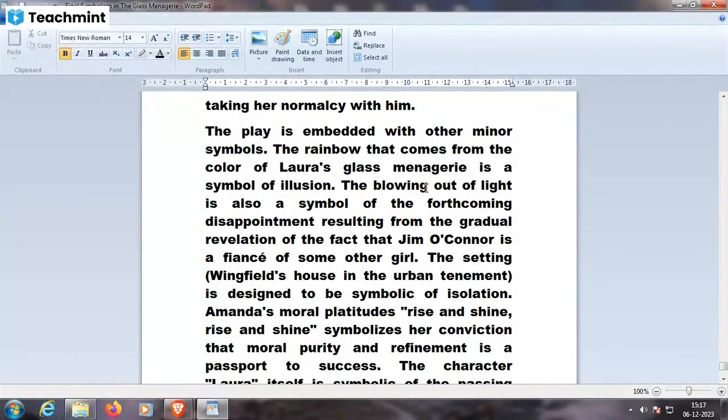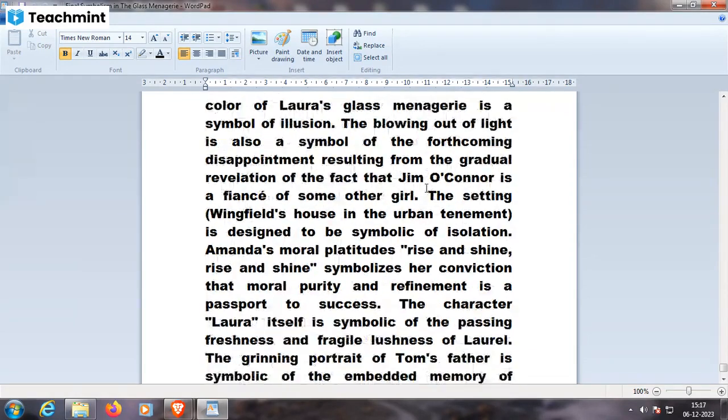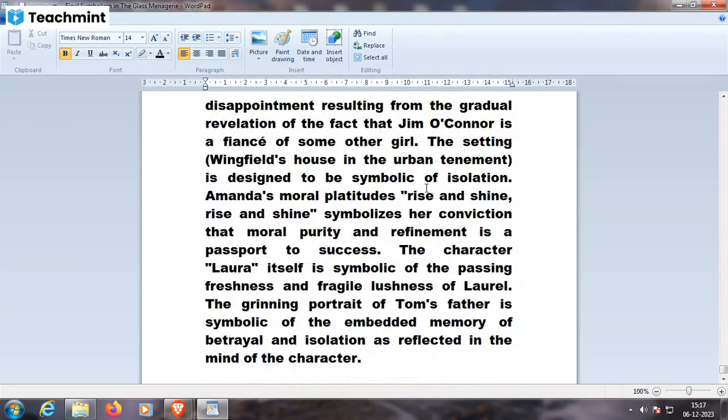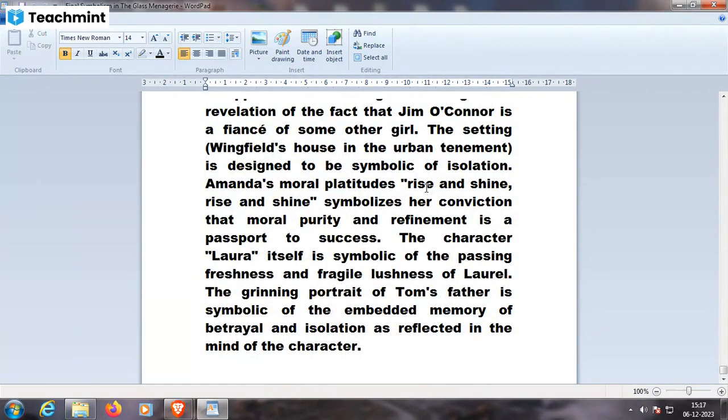The setting, the Wingfield house in the urban tenement, is designed to be symbolic of isolation. Amanda's moral platitudes, "rise and shine," symbolize the conviction that moral purity and refinement are a final passport to success. The character Laura herself is symbolic of the passing freshness and fragile flashiness of laurel. The grinning portrait of Tom's father is symbolic of the embedded memory of betrayal and isolation, as reflected in the mind of the character.